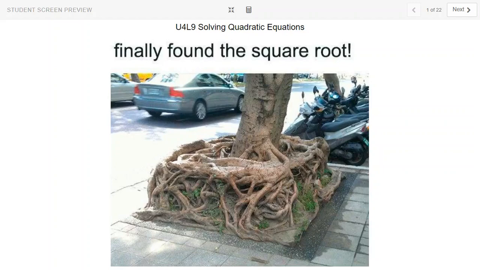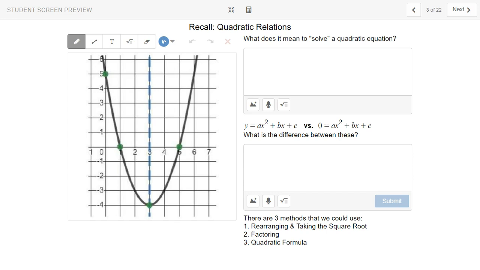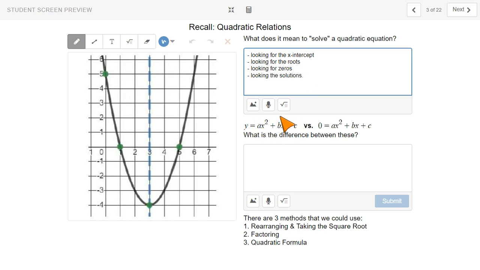This lesson will be about the different ways that we could use to solve for the quadratic. When we talk about solving the quadratic equation, what that means is we're looking for the x-intercept. Another thing we could say is we're looking for the roots, or the zeros, or the solutions. But the main thing is when we have a quadratic, we want to find out what the x is. Many different names, but doing the same thing.